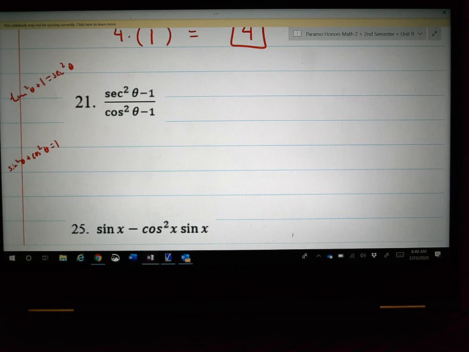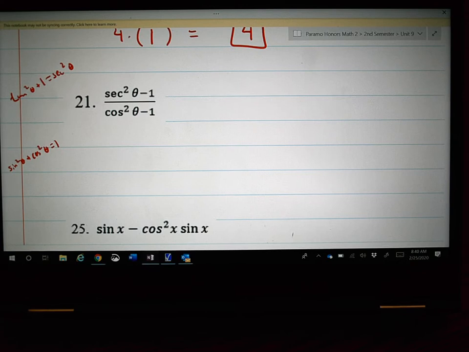I think when I did it in my head, which I could be wrong, I got negative secant squared of theta. How many got negative secant squared of theta? 1? Well done. That's what I got. But I could be wrong. I just did it in my head. Let's find out.